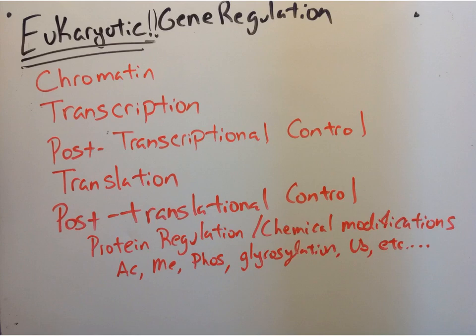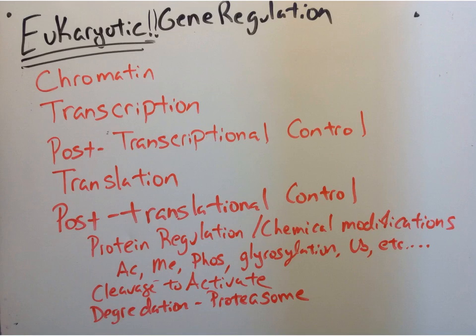More common is post-translational regulation, where after the protein has been translated, it can be regulated by chemical modifications, such as we've already talked about before: protein acetylation, methylation, phosphorylation, adding sugars or glycosylation, ubiquitination, etc. Post-translational control also includes cleaving proteins to activate them, and this is true for insulin as well as for blood clotting factors. And then how long the protein persists in the cytoplasm will also regulate it.